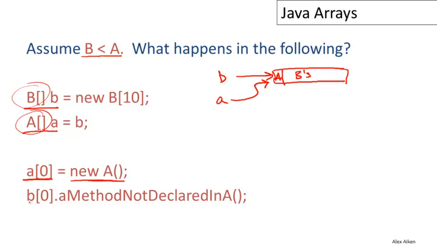And then we're going to access b sub 0, which, because a and b point to the same array, is the same element as a sub 0. And we're going to call some method that is not declared in A. Now remember, B is a subtype of A. So B has all the methods of A, but B might have more methods. And since this is an array of B's, we should be able to call all the B methods on it. And yet here, when we call some method that's declared in B but not in A, we're going to get a runtime error, because the object that's stored in the array is actually an A object at the first position.